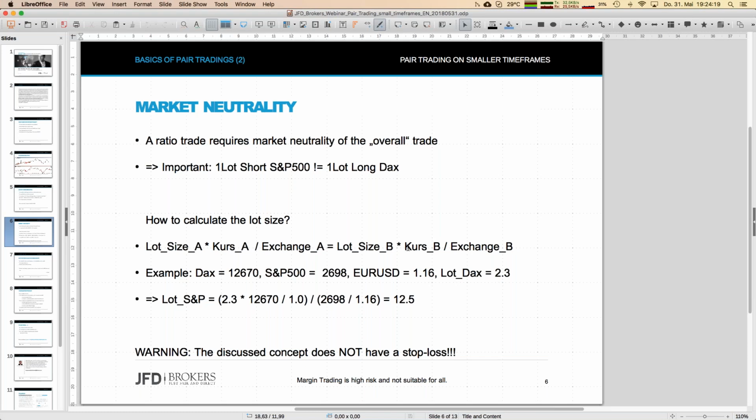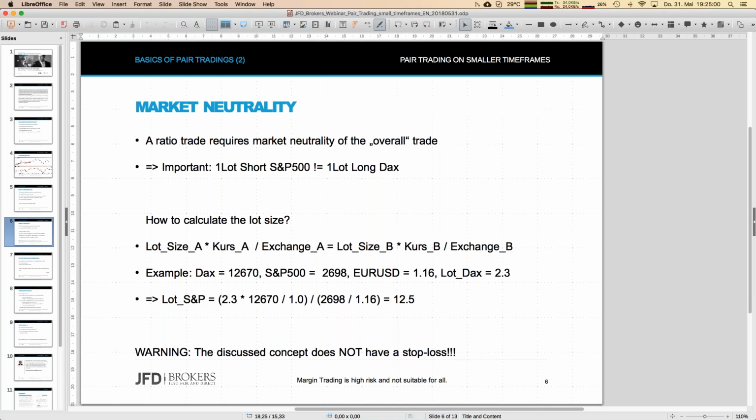We will not have a perfect fit of both sides, and the reason is simply that we have lot size limitations. For those two indices, the step size is 0.1, so we don't have the possibility to open trades like 0.28. But that's fair enough here. So now I know if I go for a DAX trade of 2.3 lots and an opposite trade with 12.5 for the S&P 500, then I have a market neutral trade.